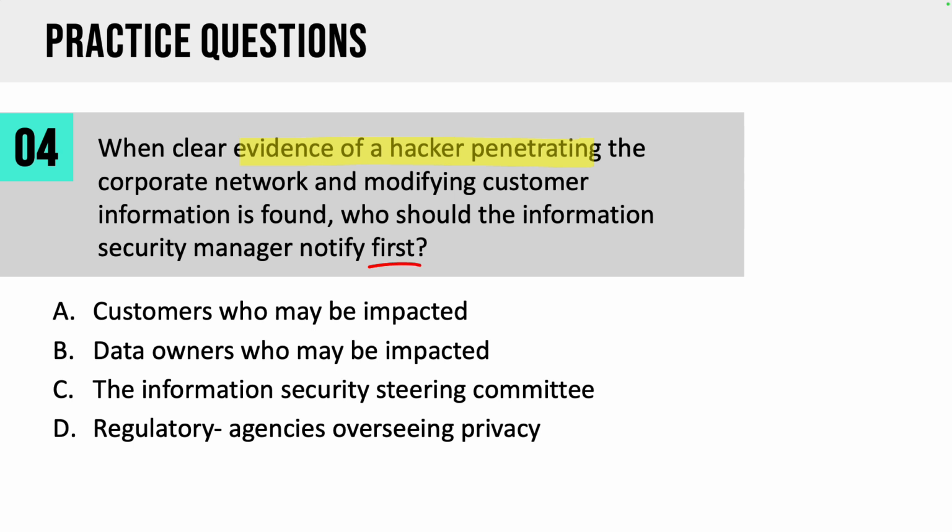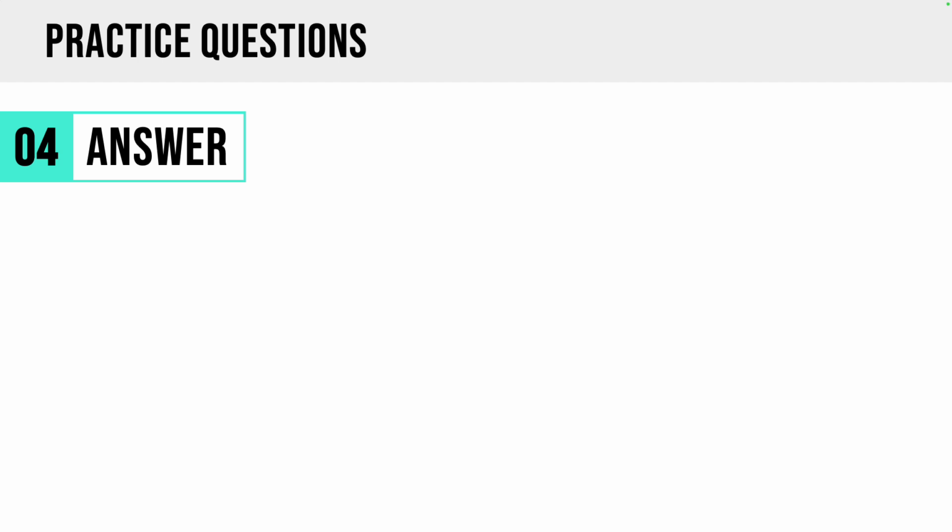Well, when we look at our options here, we know definitely it's not customers. We're not going to notify external parties before internal parties. And that goes for regulatory agencies as well. They're also an external party, right? So we have data owners who may be impacted, or the Information Security Steering Committee. So both plausible answers, but one is objectively better than the other?